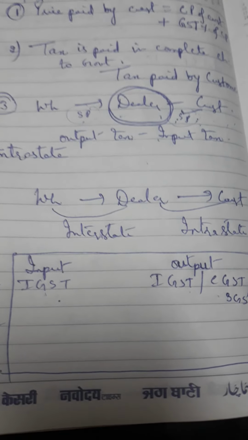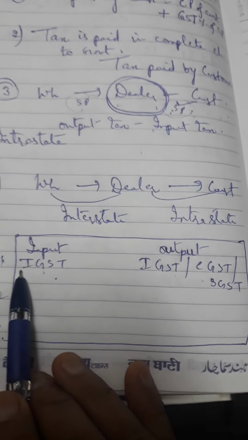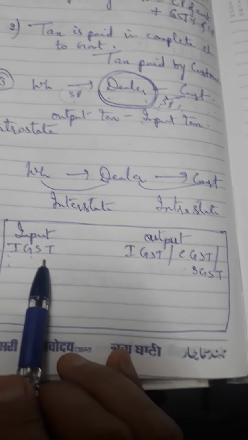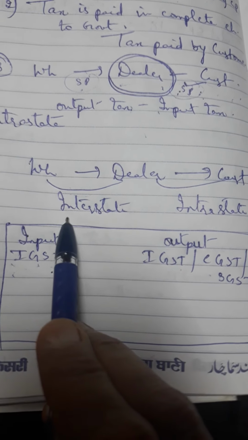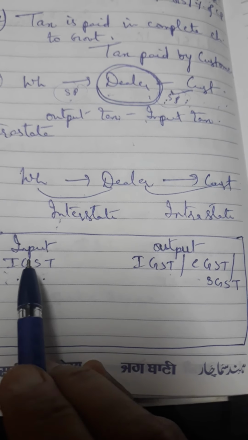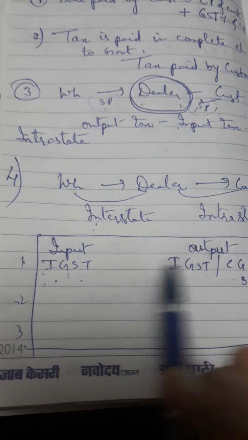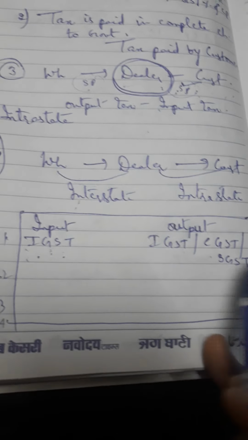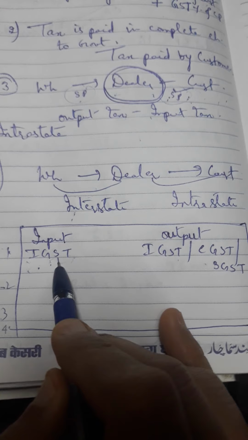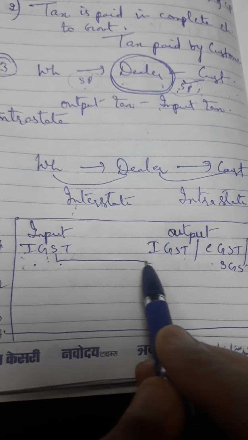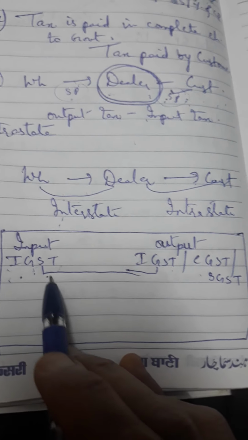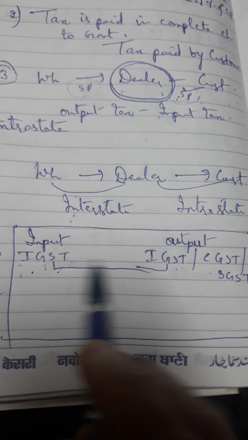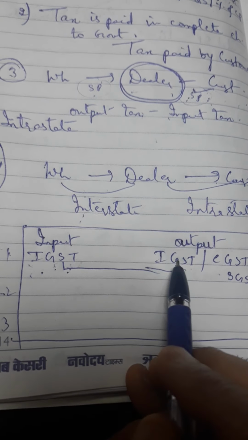ML Agarwal. Now here input is IGST. As we come to know here, it's interstate. So here input is IGST. How to understand what input and output mean? That means IGST first you have to balance with IGST. If IGST is here also and here also, then we balance IGST with IGST. That means we subtract both.